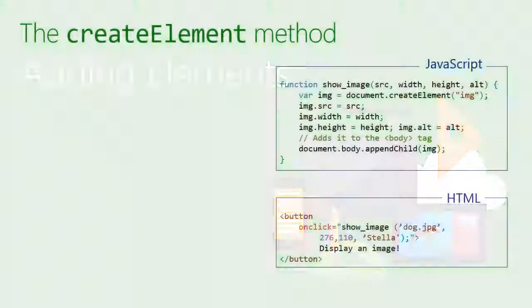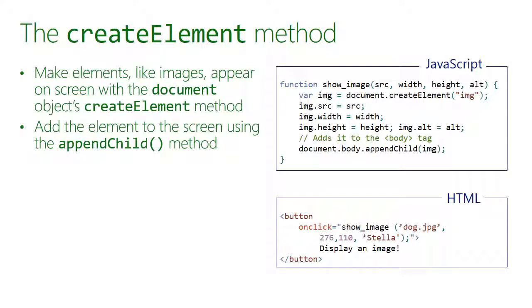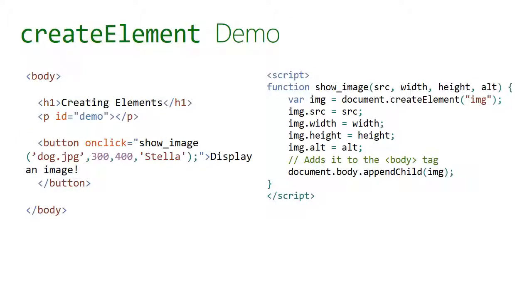Adding elements. The createElement method. Make elements like images appear on screen with the document object's createElement method. Add the element to the screen using the appendChild method. This is a short demo of the createElement method. Again, copy and paste this into a file and see if you can get it working. You can also check this out on W3 Schools.